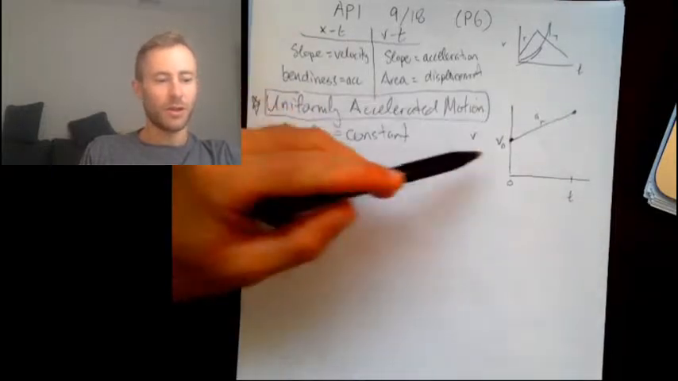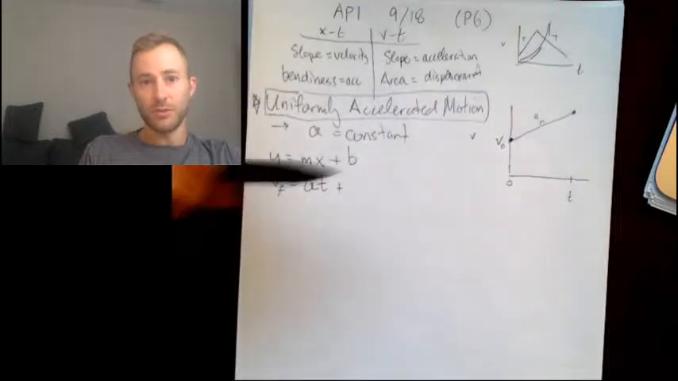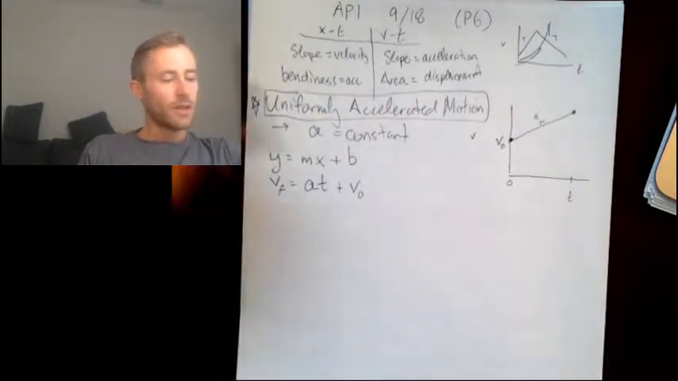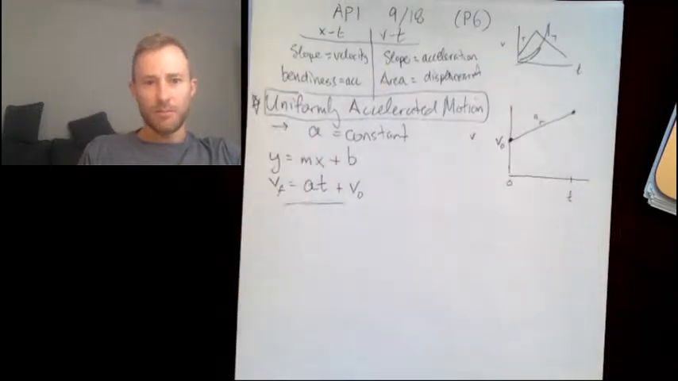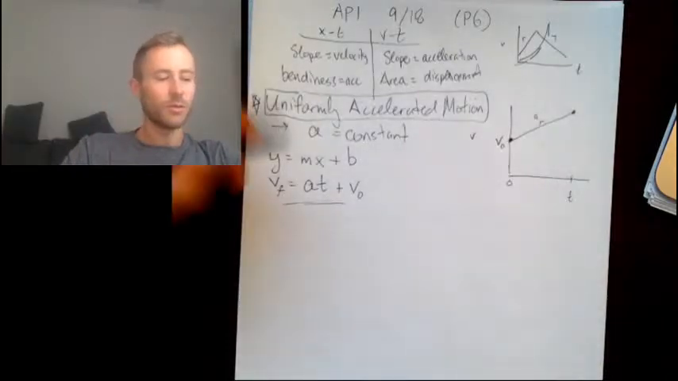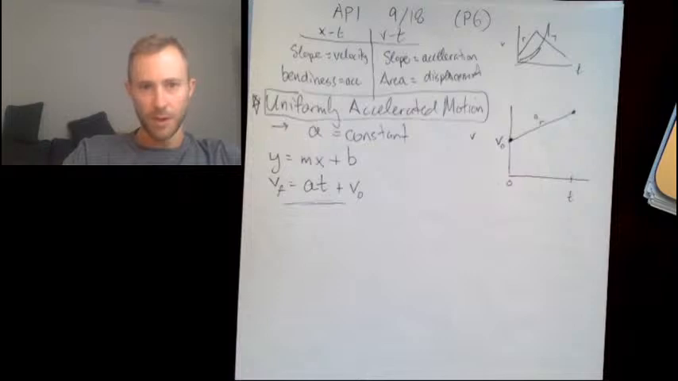We were just talking about how the intercept in this graph corresponds to the initial velocity. So this is our first equation for today, and it's simply a restatement of the fact that uniformly accelerated motion has a linear velocity time graph.